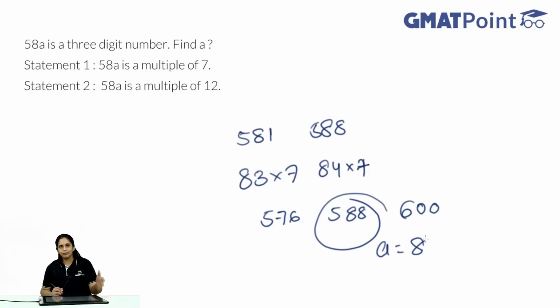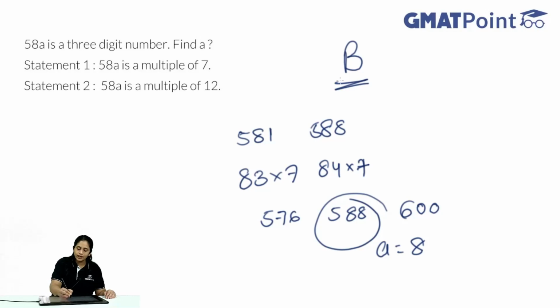Since there is only one multiple of 12 in the given range, I can say that just using statement 2 alone, I can uniquely determine the value of A. So statement 1 alone is not enough, but statement 2 alone is enough to answer the given question. So the right option to choose would be B. Statement 1 alone is not enough, but statement 2 alone is enough to answer the given question.